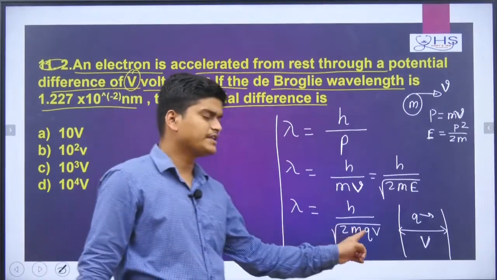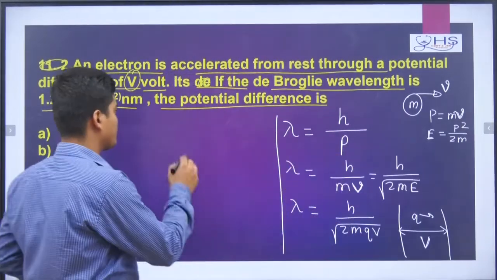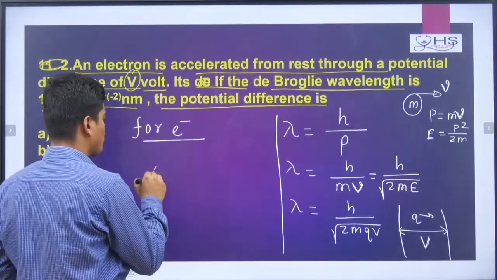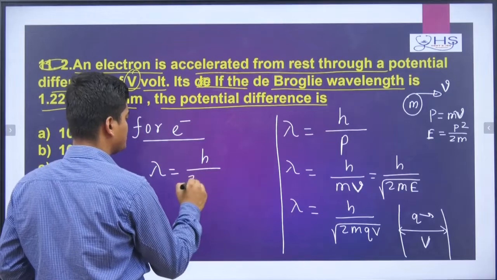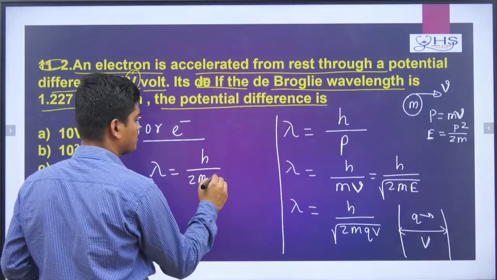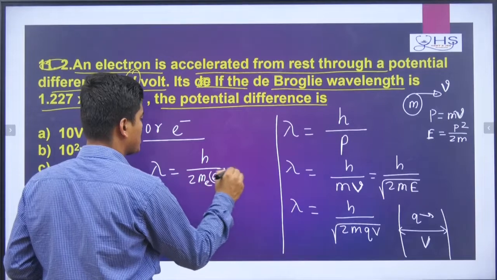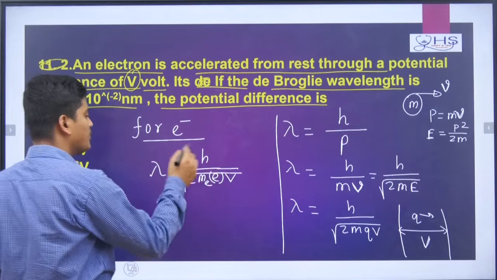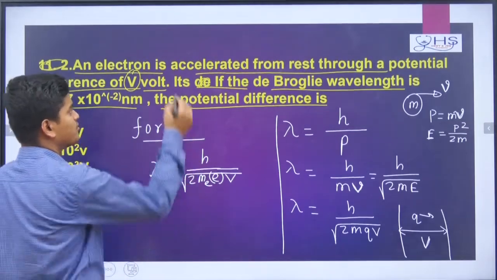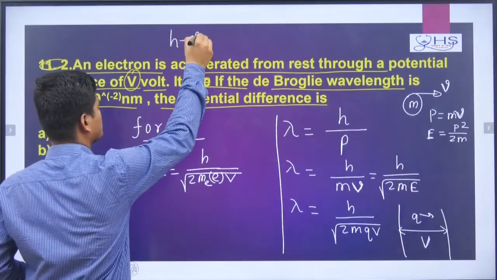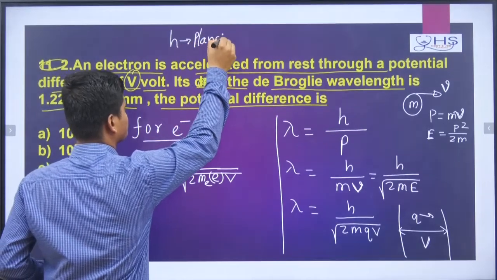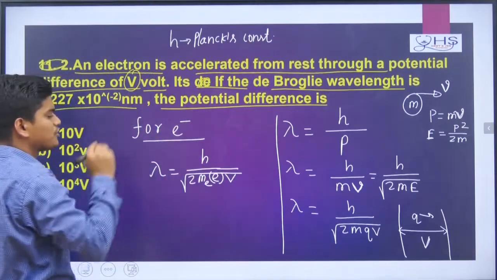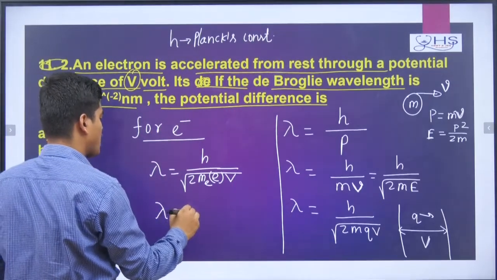Now if we take an electron as the charged particle, for the electron the wavelength will be h by root 2 times mass of electron times e, where e is the electronic charge, times potential V. Suppose it is accelerating with a potential V. Here h is Planck's constant, and the mass and charge of the electron we know. If we substitute everything, how much do we get for the electron?